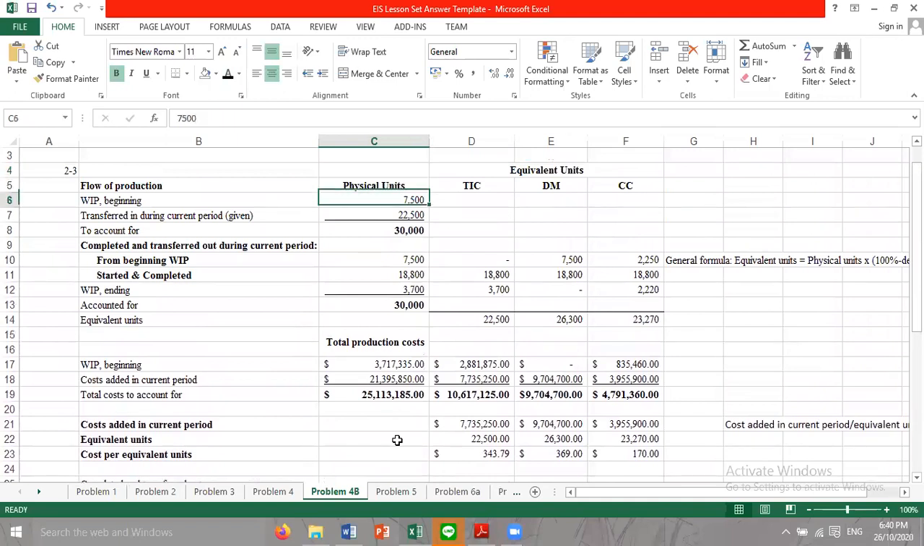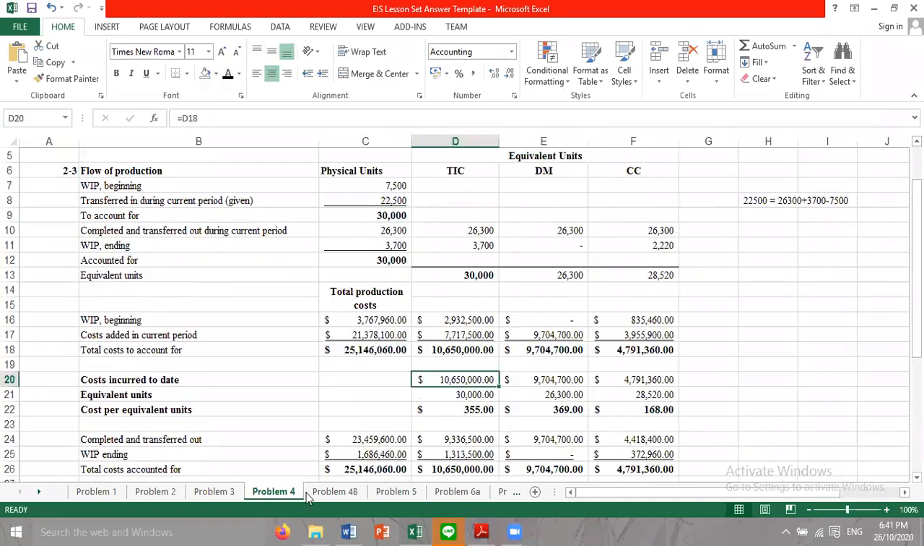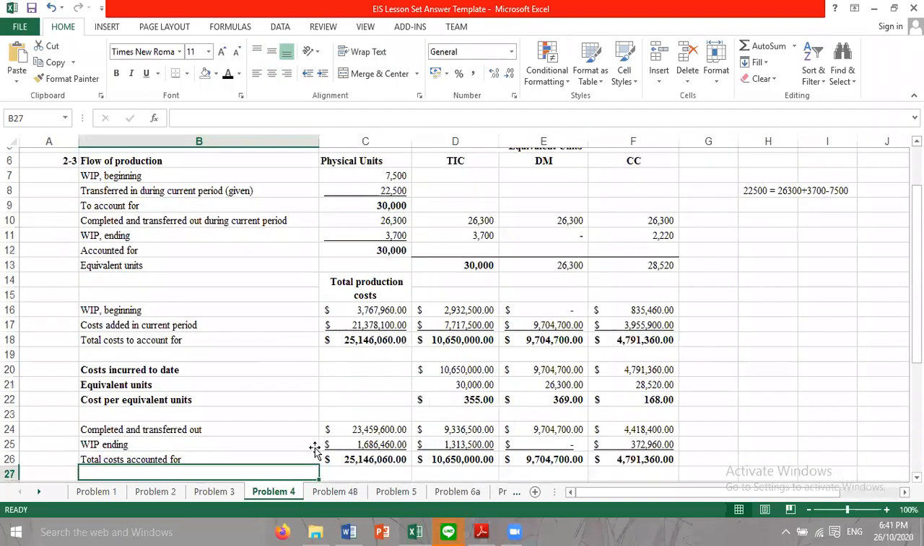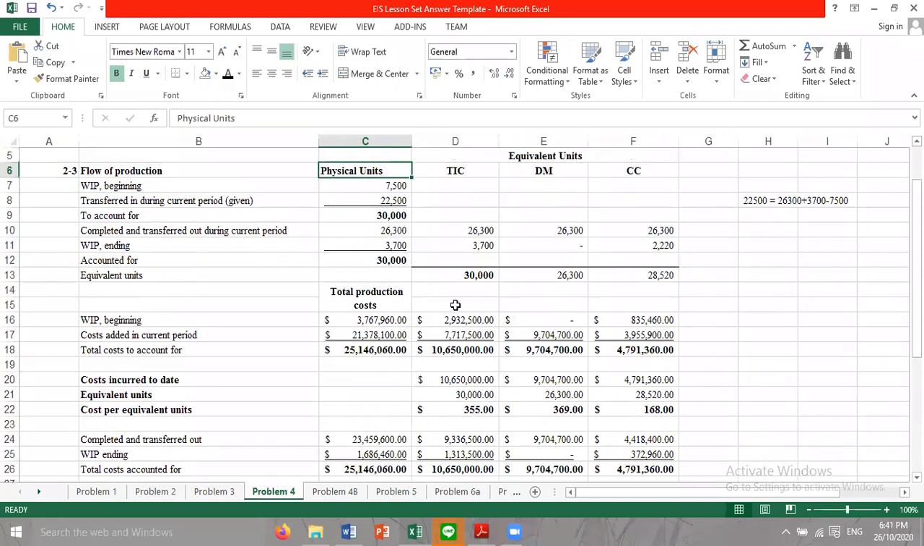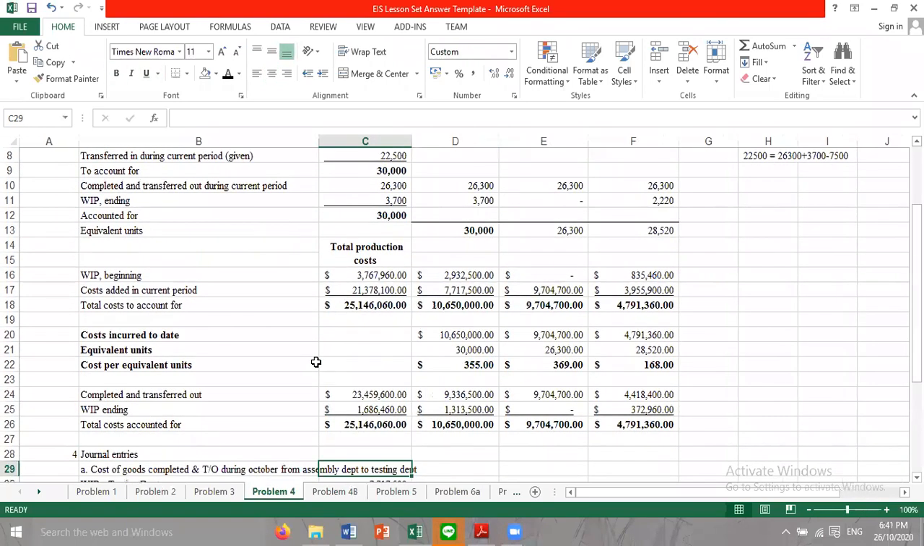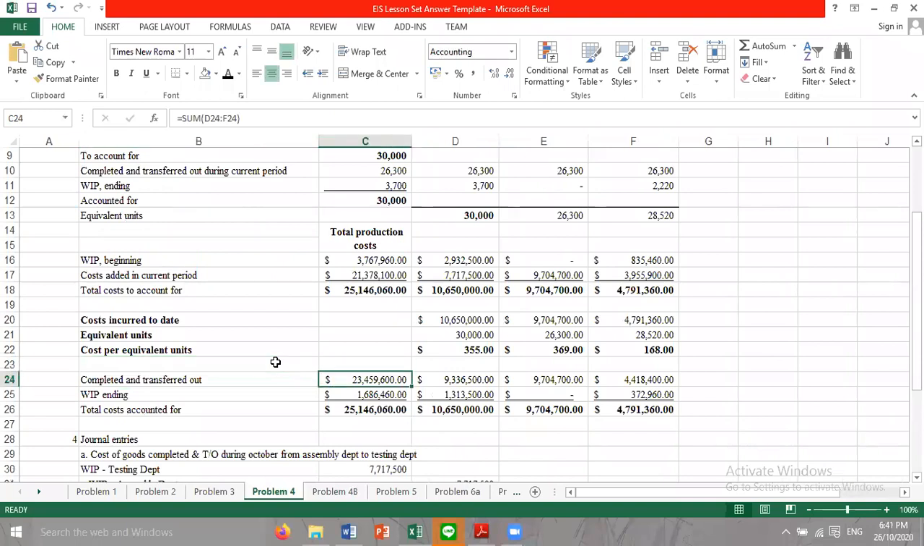Maybe a little fun fact. If the beginning inventory and WP and ending inventory are the same, and the costs are practically the same, the total cost accounted for both in weighted average and FIFO will be equal. The only thing different will be the allocation between the component transferred out and WP ending.